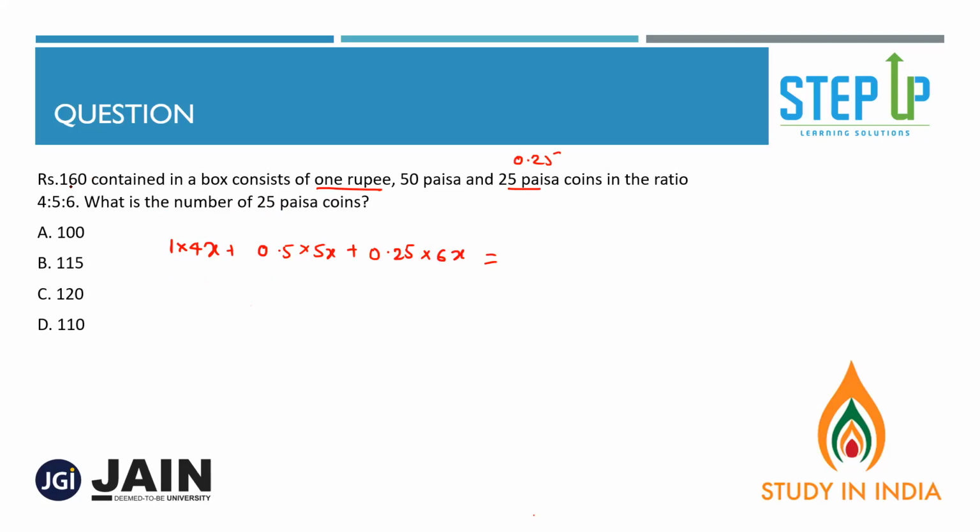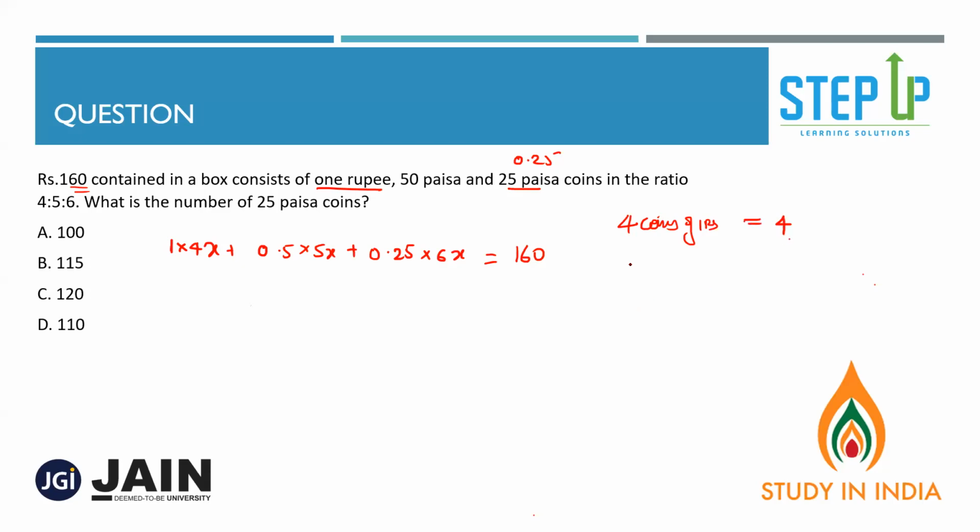And this entire amount contributes to 160 rupees. Anyone has any confusion in making this equation? Okay. Lisa, let's say that you have 4 coins of 1 rupee. If you have 4 coins of 1 rupee, how much rupees will you have? Lisa, can you answer this? Good. So this is 4.